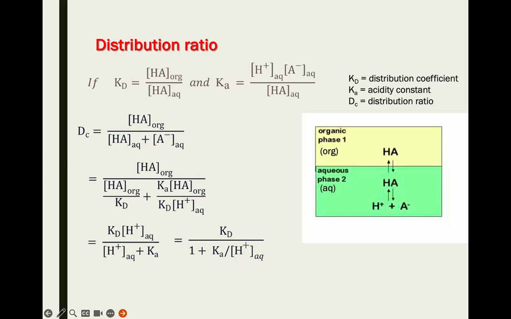All right. Now, if we look at the relation between DC and KD, so this is the relation between DC and KD just now, and also KA. Yeah. So I'm not going to discuss how you derive the formula here. It's important for you to understand this is the relation between DC, the distribution ratio, and the distribution coefficient, and the acidity constant, the acid dissociation constant.